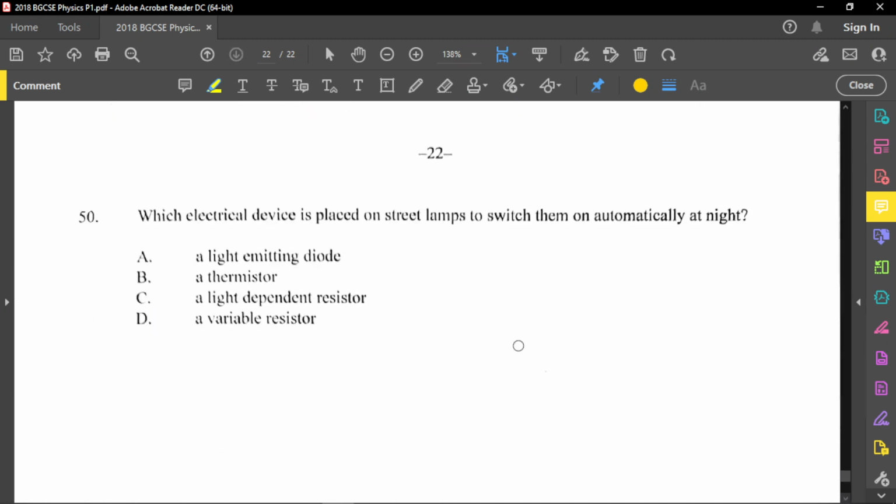Now, last question. It said, which electrical device is placed on street lamps to switch them on automatically at night? Again, if you remember devices that we talked about earlier, we talked about LDRs, we talked about light emitting devices. The light dependent resistor will be the one that will turn on, because the change of light will cause it to act like a switch. The light emitting diodes are different. Those are LEDs. Those are what actually produce light.